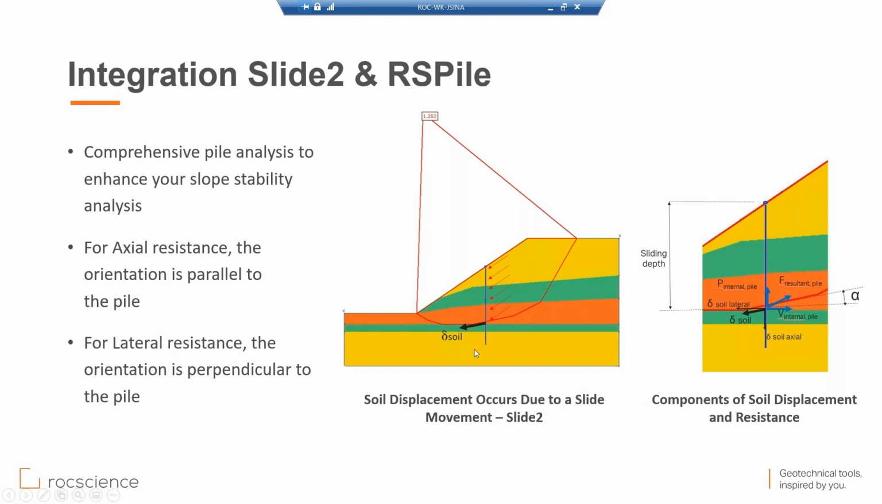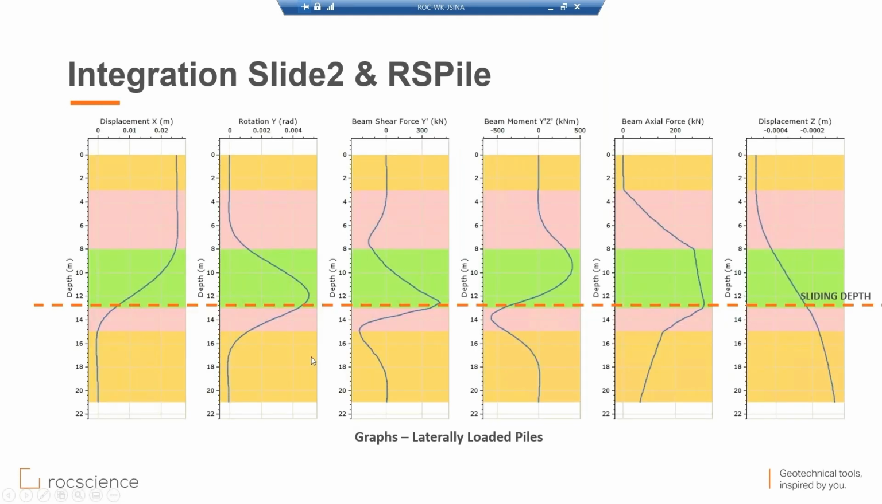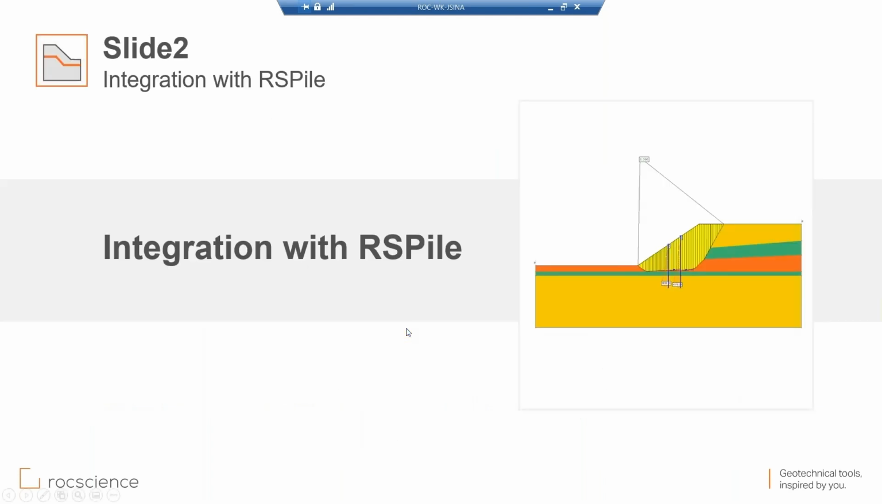For the axial one, the orientation of the force is parallel to the pile, and for the lateral one it is perpendicular to the pile. These are some of the graphs that, for example, for a laterally loaded pile, we can get: beam shear force, and this is the sliding depth. So for that depth, we pick the numbers, take them to Slide, and do the analysis.